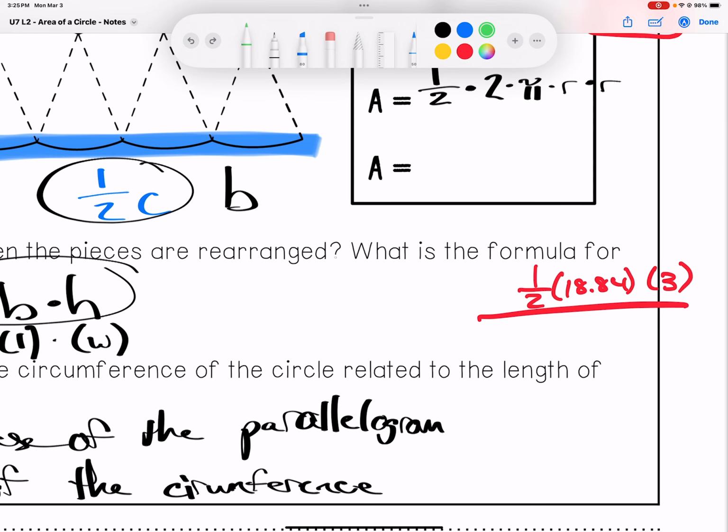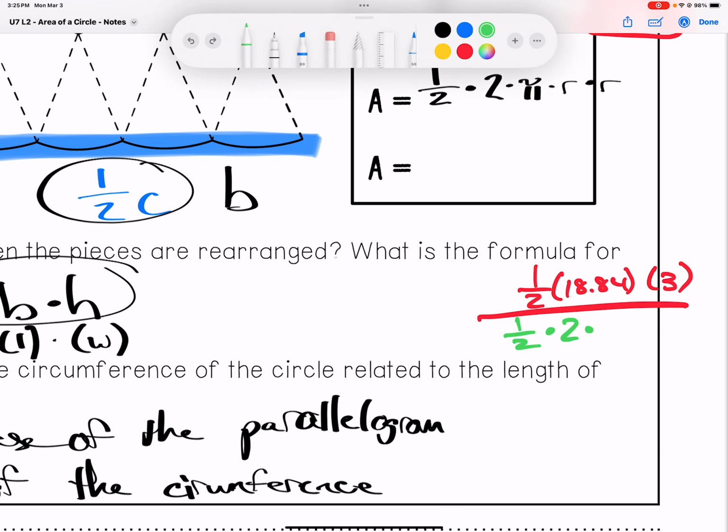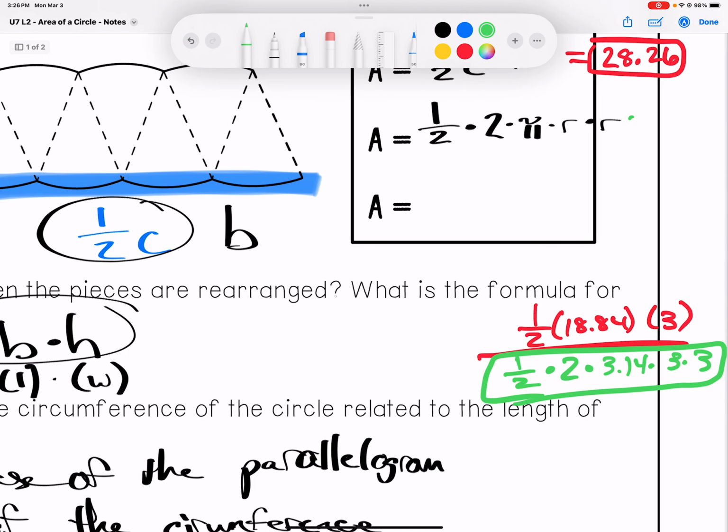And if you were to work that out, we're going to work that out in green below it. So it's 1/2 times 2. I'll just do the dots. Times pi, which is 3.14, times the radius times the radius. Enter all of that into your calculator, and guess what you're going to get? 28.26. Same thing.